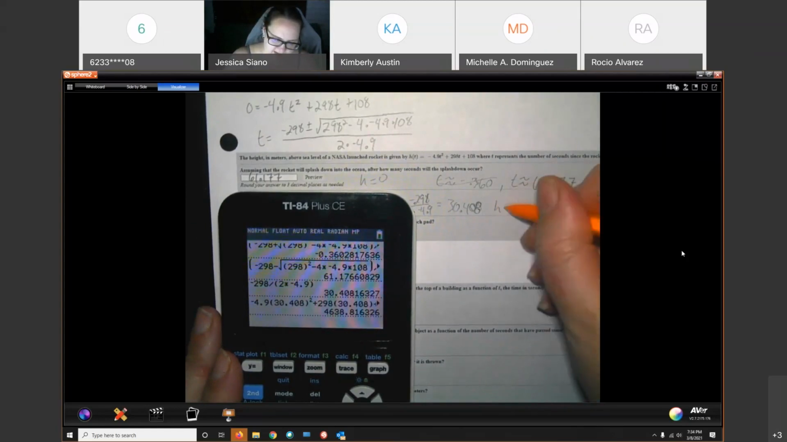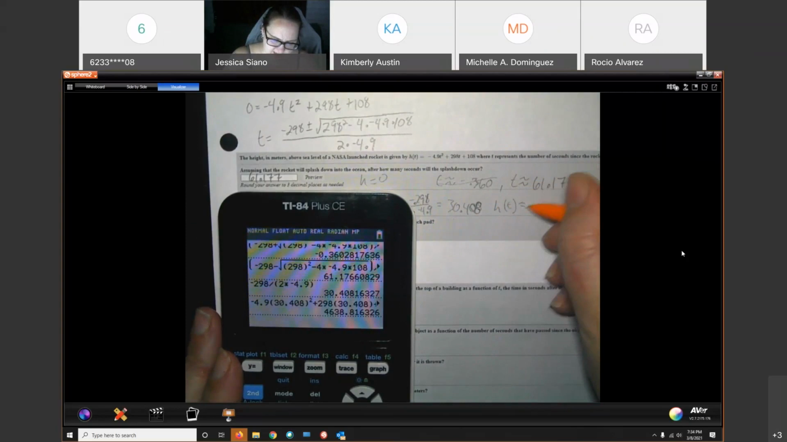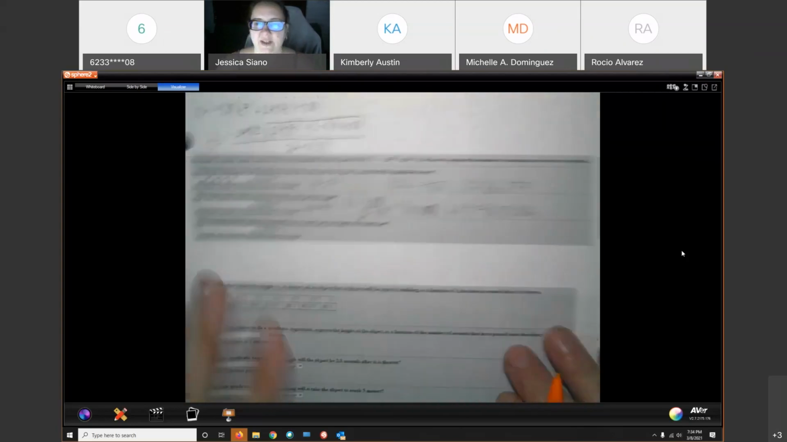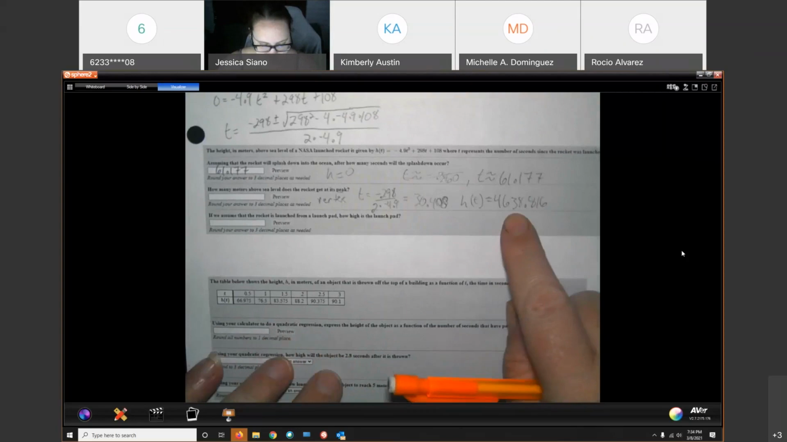So then the height would be, and this is, oh no, it's the next one that I'm thinking of. So that's my height.